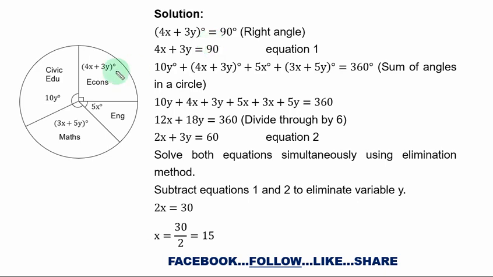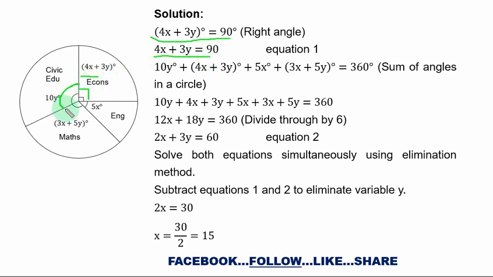A critical look at the pie chart shows that this angle is 90 degrees. So you write this and equate it to 90 degrees. If you open the bracket, you have 4s plus 3y equal to 90. You call that equation 1.